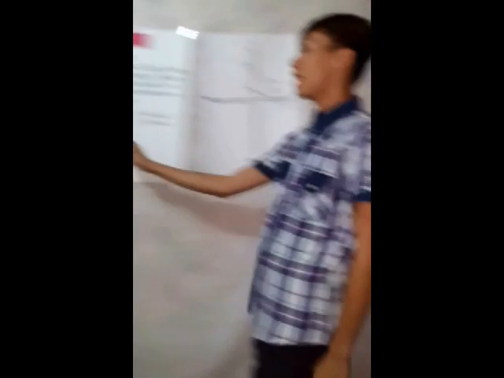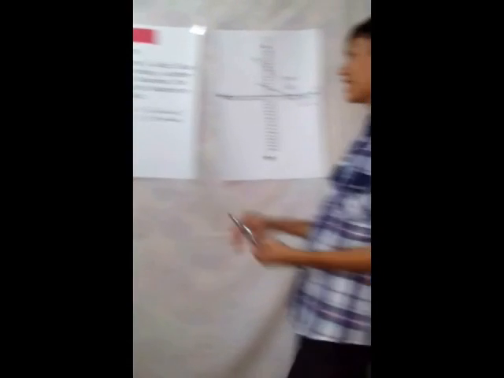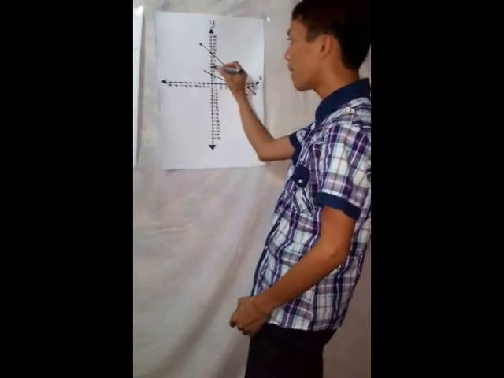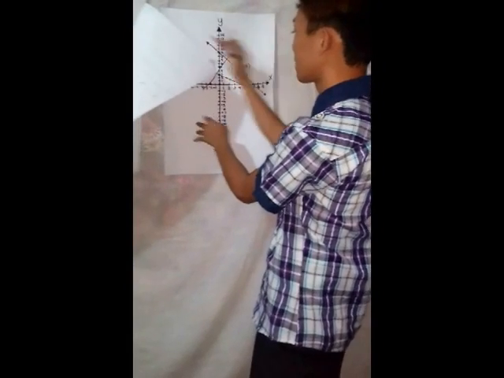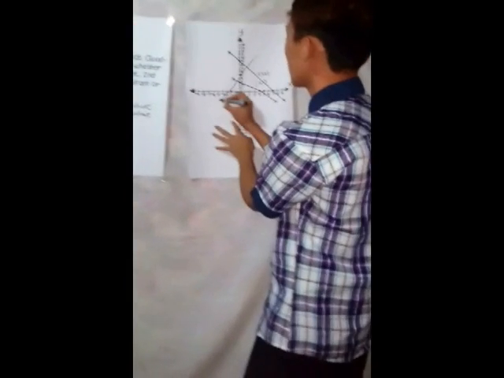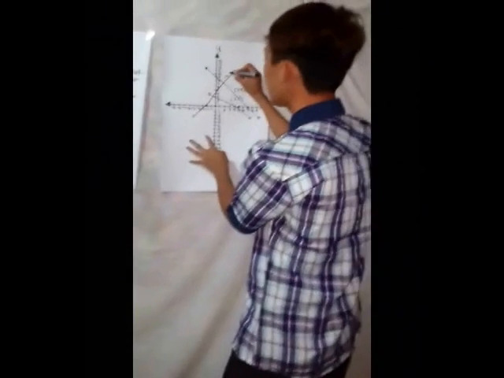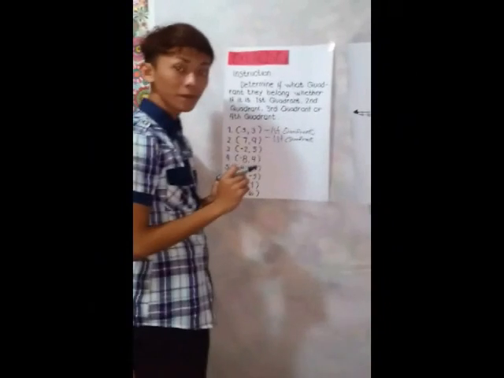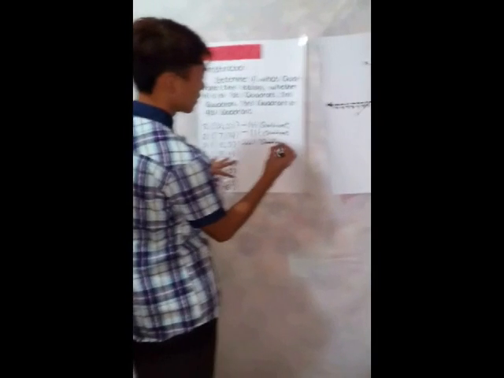Next, number 3, -2 and +5. Where is it? I think this, -2 and +5. So going to here, this, and write -2 and +5. And this belongs to, yes, second quadrant.